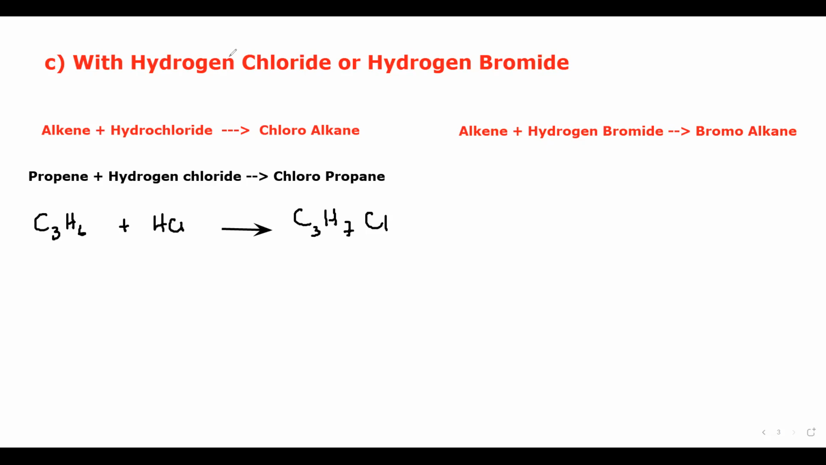Same thing if it is butene plus hydrogen chloride. So butene plus hydrogen chloride, the result will be chlorobutane.